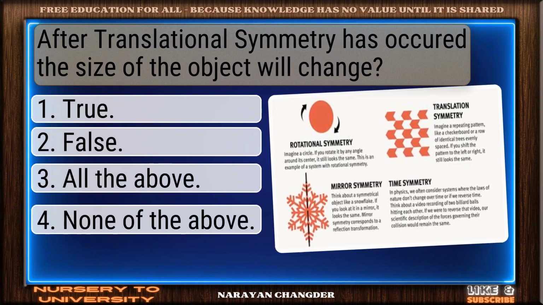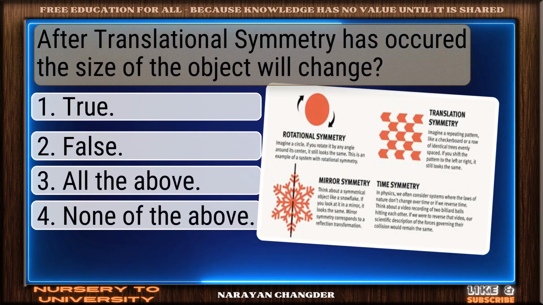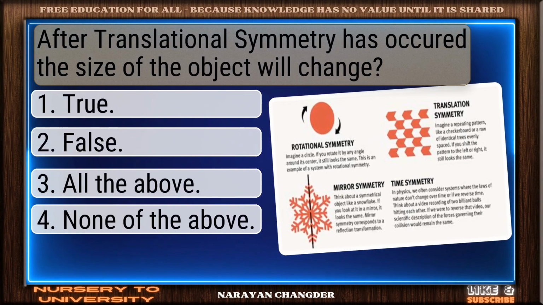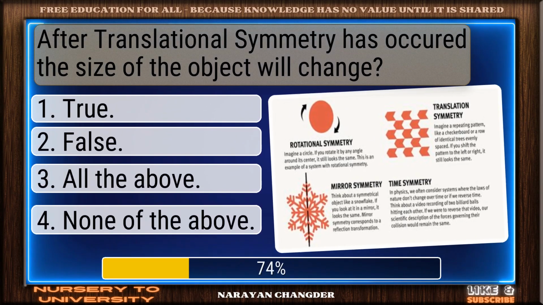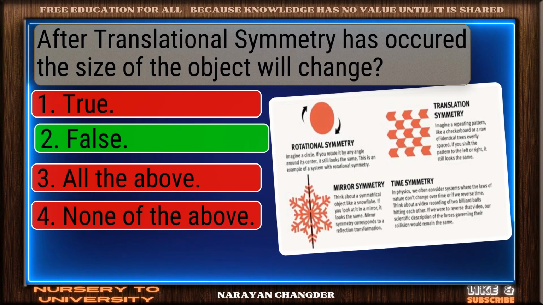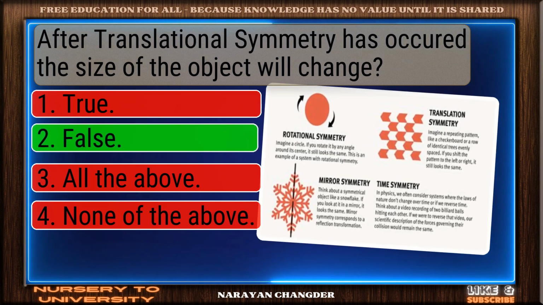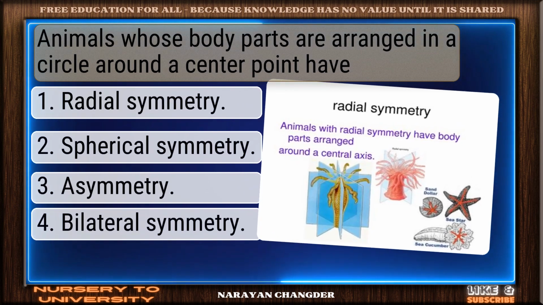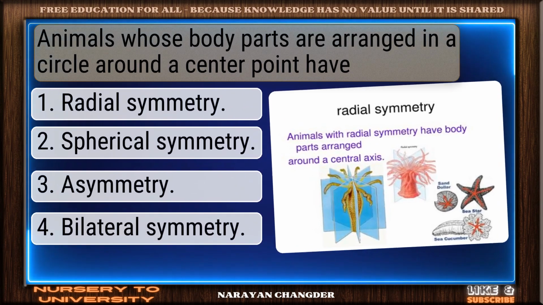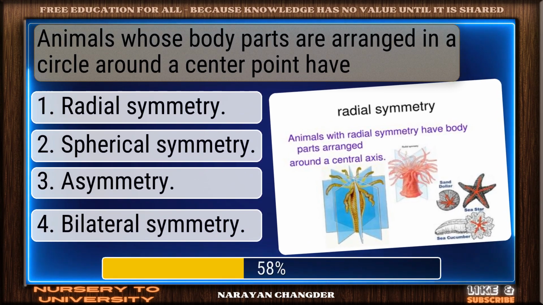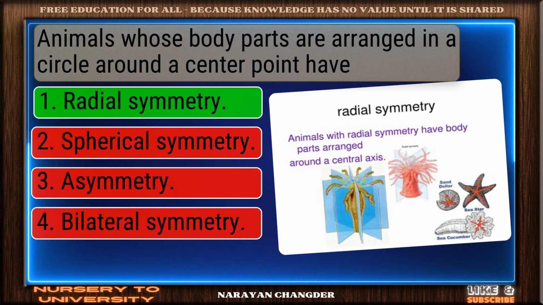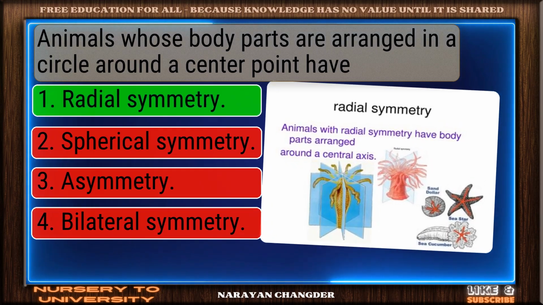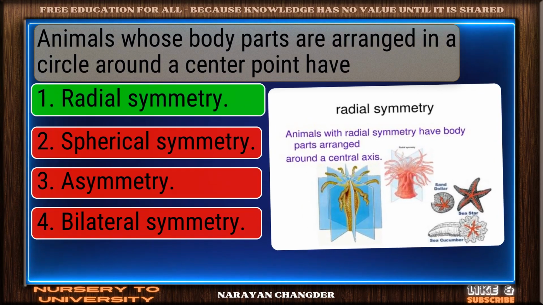After translational symmetry has occurred, the size of the object will change. Perfect. False is the correct choice. Animals whose body parts are arranged in a circle around a center point have. Solid response. Radial symmetry is a valid choice.